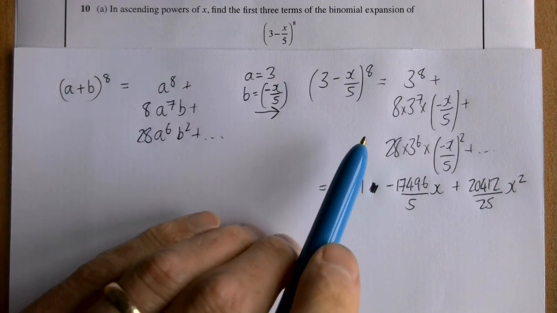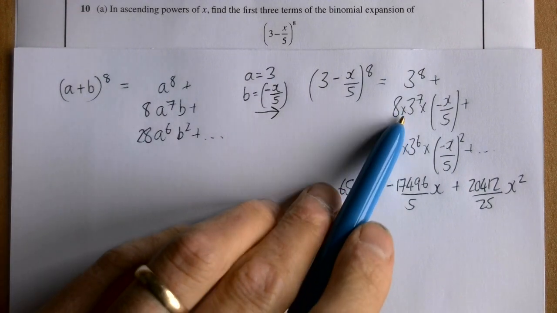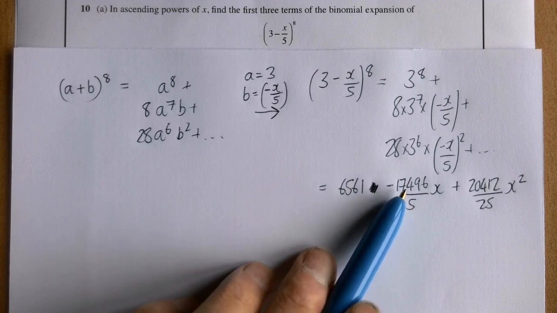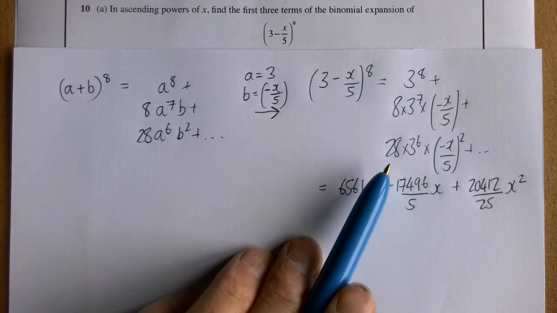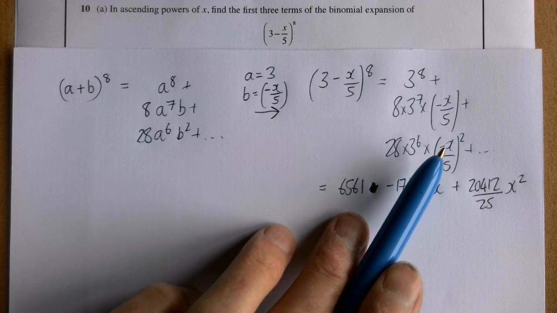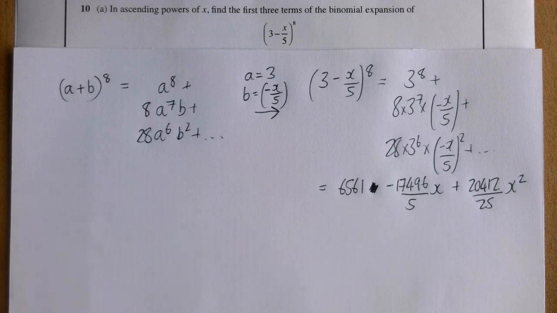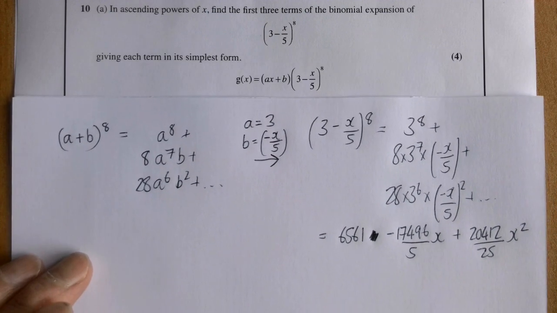Okay, so some pretty horrible numbers here. So I've got 8 times a to the power of 7 times b, which gives me that. And then I've got 28 times a to the power of 6 times b squared. So this is going to be plus x squared over 25. So that's why we get that. Okay, so let's look on to here.